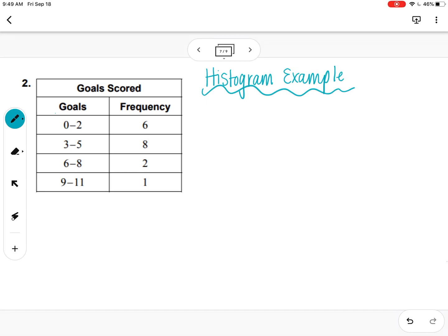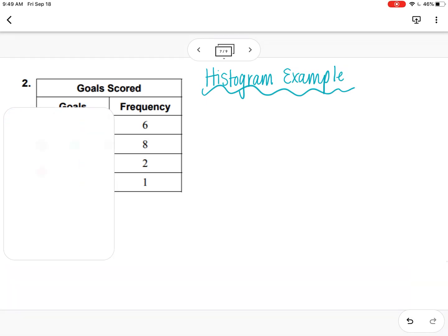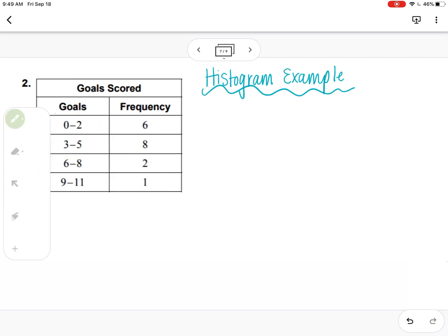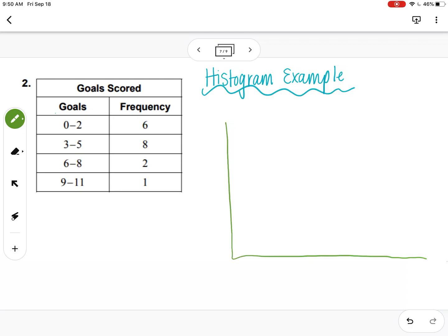I am now going to walk you through an example of how to create a histogram. So if you have your notes in front of you, you should know your first step in creating a histogram is drawing and labeling the axes. So first we're going to draw something that looks like an L, and we are going to label the axes of both of these with the data given.